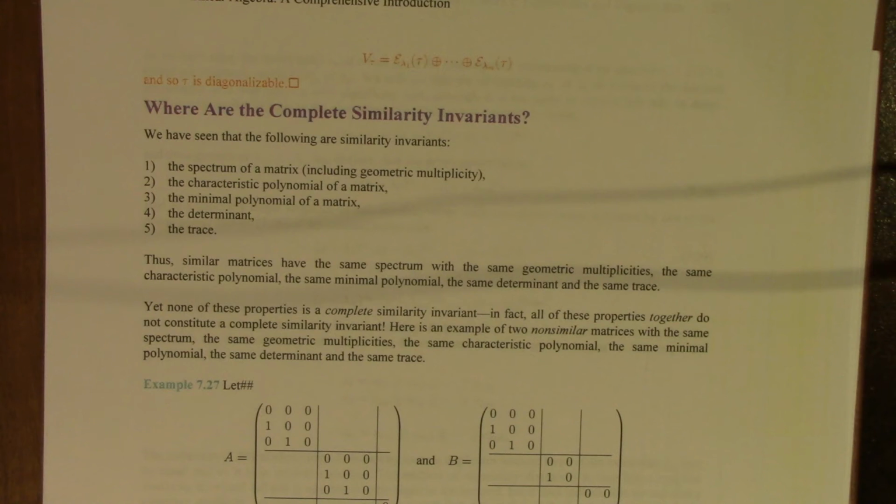We have seen that the following are similarity invariants. The spectrum of a matrix, we'll talk in matrix language, and we could throw in the geometric multiplicities as well. So the family, the multiset of eigenvalues together with their geometric multiplicities is a similarity invariant. The characteristic polynomial, the minimal polynomial, the determinant, the trace, all of these are similarity invariants. They're constant on the similarity classes.